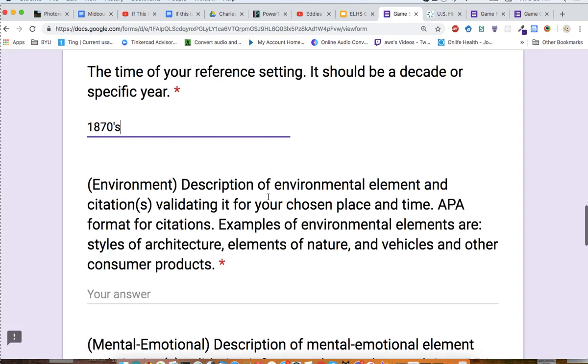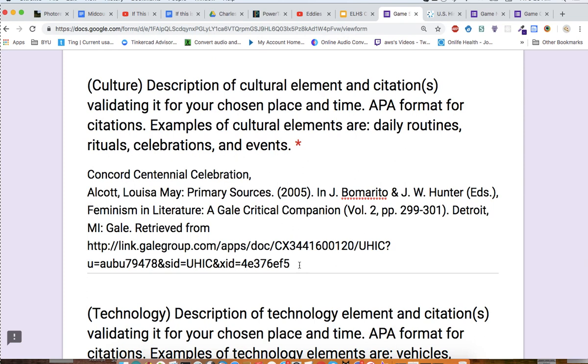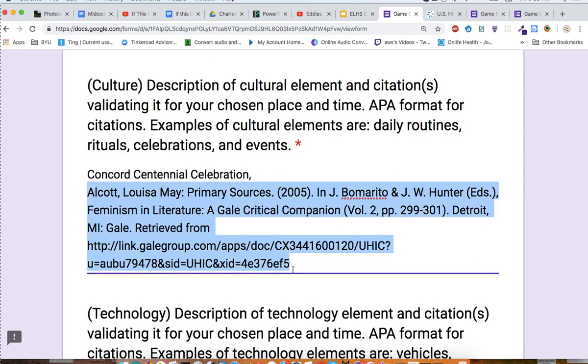So we have one citation here that successfully places this element, this Concord Centennial celebration, in that decade at that particular place. And that's what we need. That's what we're looking for from the citation. The citation, if you can't do it in one citation, you may have to use two citations. You might have to have one citation to put something into the right place and another citation to put it within the right time frame. So that's why it's citation or citations.